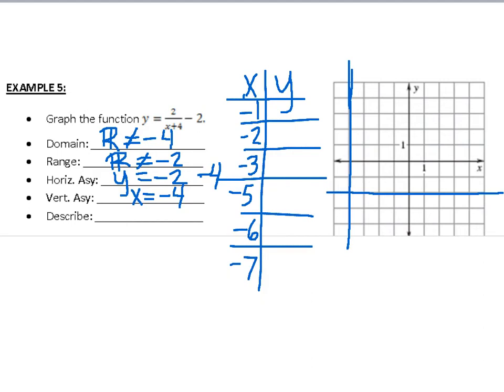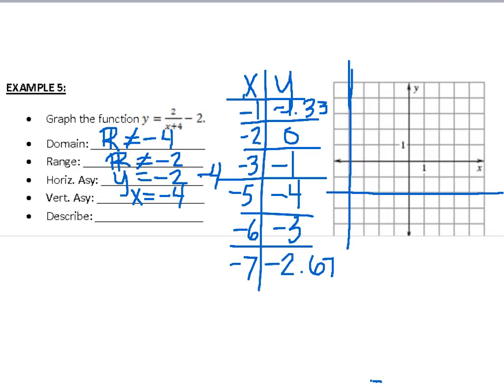So if I plug negative 1 in, I get negative 1.33. If you plug negative 2 in, you get 0. Negative 1 in, you get negative 3. Negative 5 you plug in, and you get negative 4. If you plug negative 6 in, you get negative 3. And if you plug negative 7 in, you get negative 2.67. So let's plot these points on our graph.